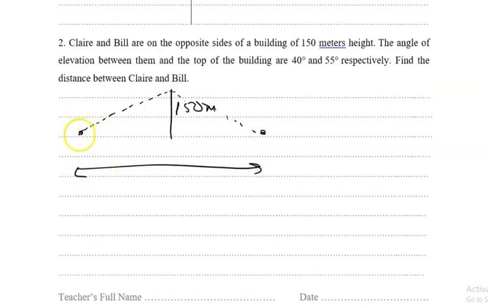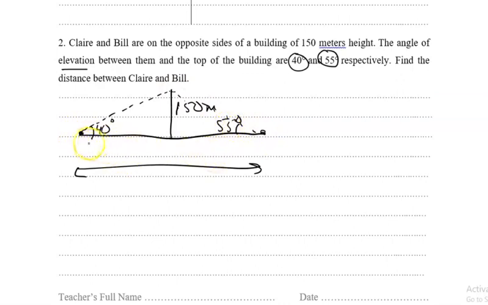Now we want to find the distance between Claire and Bill. So we're going to draw a line from Claire to the building and from Bill to the building. The angles are 40 degrees and 55 degrees, so we're going to have 40 degrees here and 55 degrees here, because they've said it's the angle of elevation between them and the top of the building. If they're over here, this is a horizontal line and this is the angle of elevation, so this has to be 40. Horizontal line, angle of elevation.